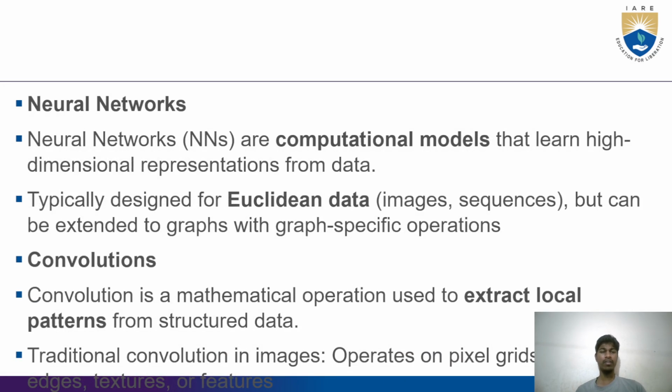Neural networks. Neural networks, also known as NNs, are computational models that learn high-dimensional representations from data. They are typically designed for Euclidean data such as images and sequences, but can be extended to graphs with specific operations. Convolutions. Convolution is a mathematical operation used to extract local patterns from structured data. Traditional convolution in images operates on pixel grids to detect edges, textures, and features.